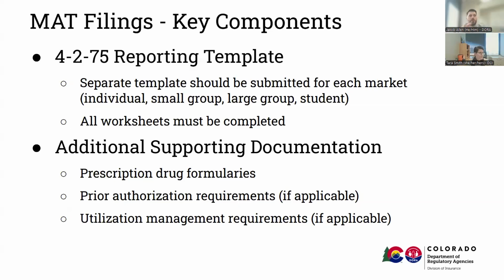So, some key components of our MAT filings. In the actual 4275 template, we're asking that carriers separate each template by market. So if a carrier has individual and small group plans, then the division is expecting 2 separate templates for each of those markets. And the division is also expecting that all worksheets are fully completed. In the additional supporting documentation, there are a few things being requested, specifically prescription drug formularies, prior auth requirements, and additional utilization management requirements. And this will be further explained a little later on.